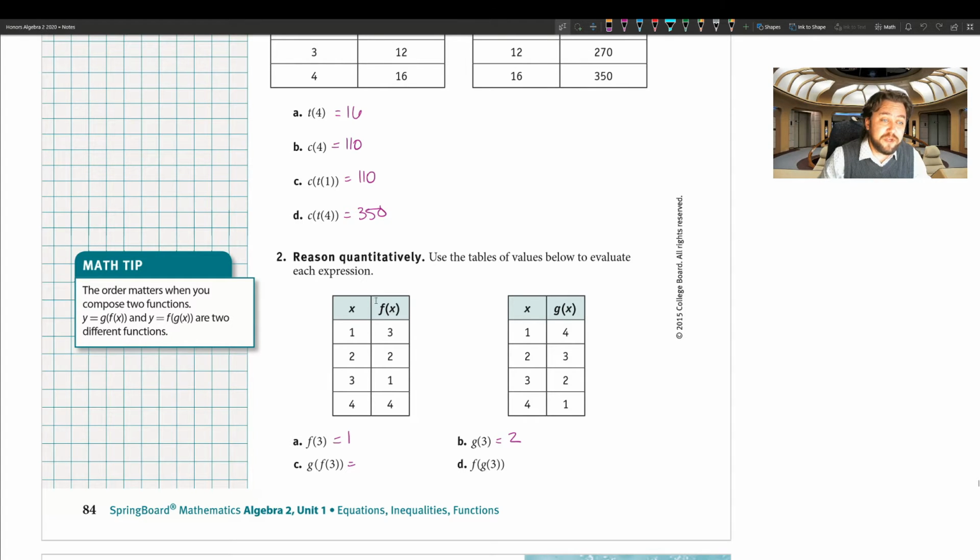Pretty straightforward. Here comes the fun one, g of f of 3. So I'm going to do f of 3, which is 1. Then I'm going to plug that into g. And g of 1 is 4. The next one is f of g of 3. So g of 3 is 2. I'm going to plug the 2 into the f of x, and I get 2. So it's taking the output from one thing and using it as the input for something else. That's kind of the basis of function composition.